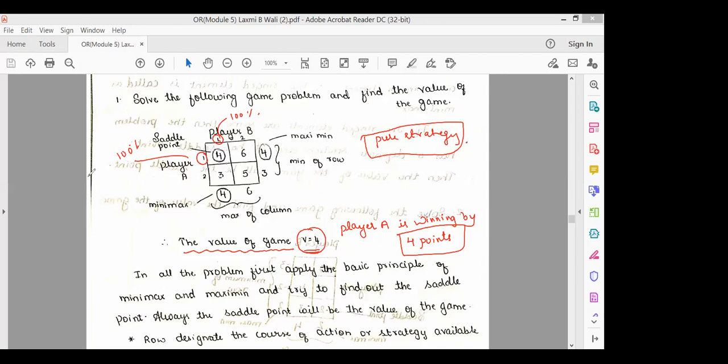Sometimes in a game, they may be using various strategies. It means the probability of using one strategy will be some percent and the probability of using another strategy will be a few percent. So when they are using different strategies, such a type of problem comes under mixed strategy. Which I'll be doing later.